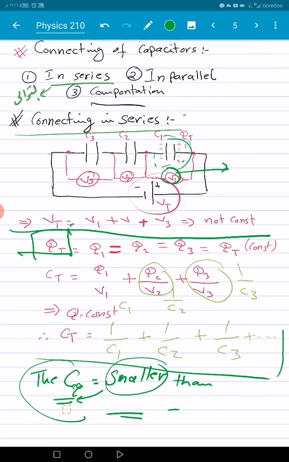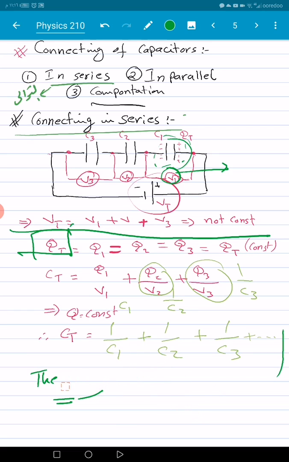If you have one capacitor, it's one. If you have two capacitors, three capacitors, so till the end. So C equivalent, or C total, is equal to C1 plus C2 plus C3 plus C4 to the end.